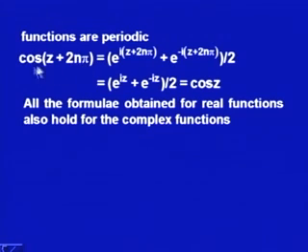You can check it. cos(z + 2nπ) is equal to (e^(i(z+2nπ)) + e^(-i(z+2nπ)))/2, and since exponential functions are periodic, this part is written as simply e^(iz) and this part is written as e^(-iz), and this gives me cos z. So, cos(z + 2nπ) gives me cos z. This proves that cos z is a periodic function.